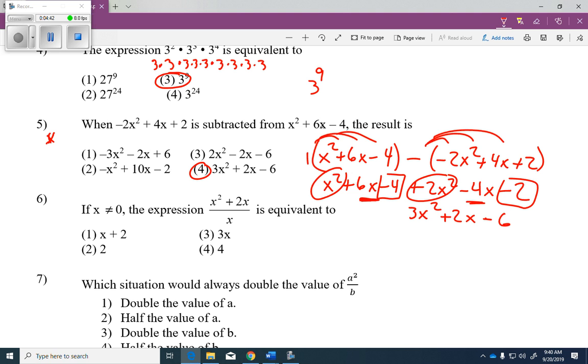Some people are unsure of what this even means. If x doesn't equal 0, the expression x squared plus 2x over x is equivalent to. The only reason why they're writing x doesn't equal 0 is because you can't have a 0 in a denominator. We actually talked about it one day in class that you can't divide by a 0. You just can't. It's undefined. So they're just telling you, yeah, okay, this is not undefined. X is not a 0.